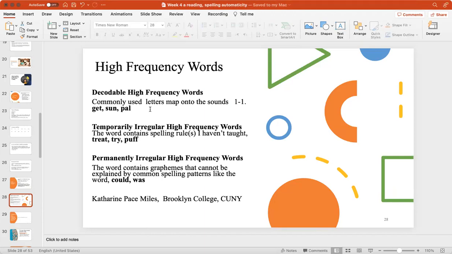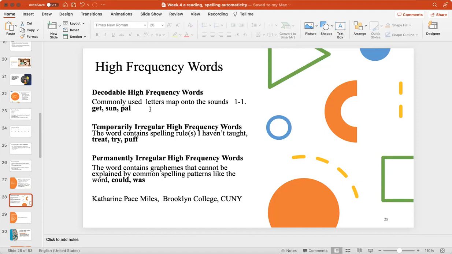Or if I haven't taught that at the end of a one-syllable word, if you have a single vowel, the sound of F is spelled with 2 letters. If I haven't taught that, until I teach it, it's an irregular word that you have to remember that there's 2 F's, not 1. And then there are some words that are permanently irregular.